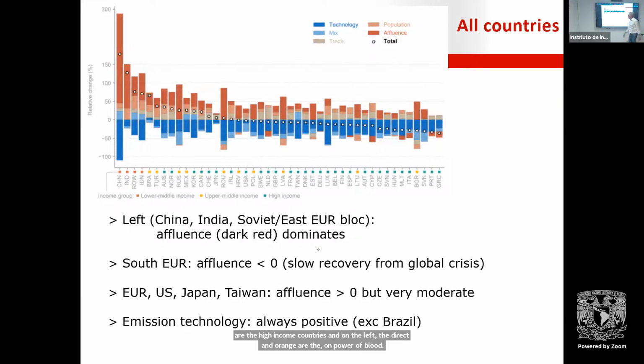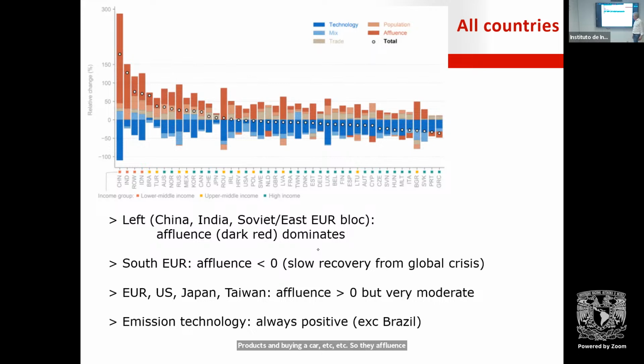So on the left, we find countries like China, India, Soviet Union, and East European countries, where the affluence is dark red. So these typically are countries that over time in this period, they got a little bit more wealthy, and they were starting to use their wealth by buying more products and buying a car, etc., etc. So the affluence is there dominant.